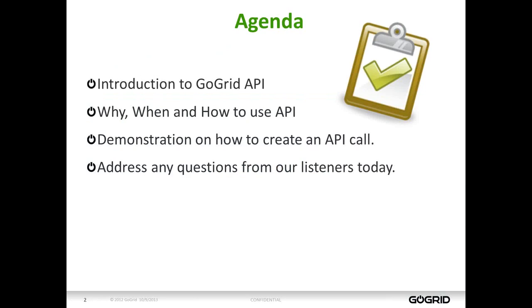Today we're going to be covering the introduction to the GoGrid API, why, when, and how to use the API, a demonstration on how to create an API call, and address any questions from our listeners today. As you may see in your box when you signed in, on the lower half you'll have a portion where your questions can be answered. So go ahead and type your questions in at any time, and we'll address them at the end of our webinar.